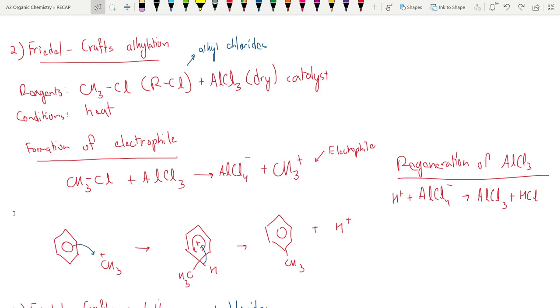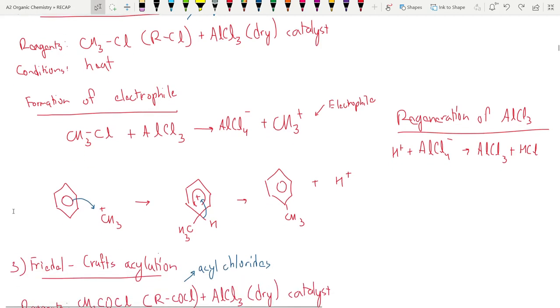So it's going to attack the benzene ring. The mechanism is the same. We just need to know how AlCl3 is regenerated again, since it has a catalytic role here. Okay, the H+ released actually reacts with the AlCl4^- to form AlCl3 and HCl.